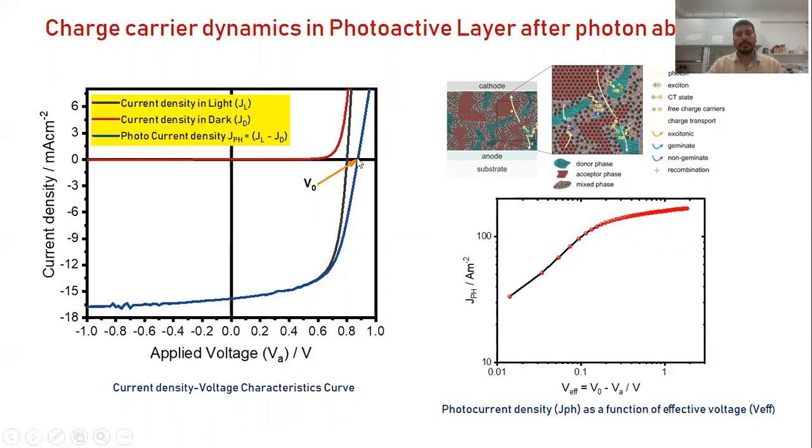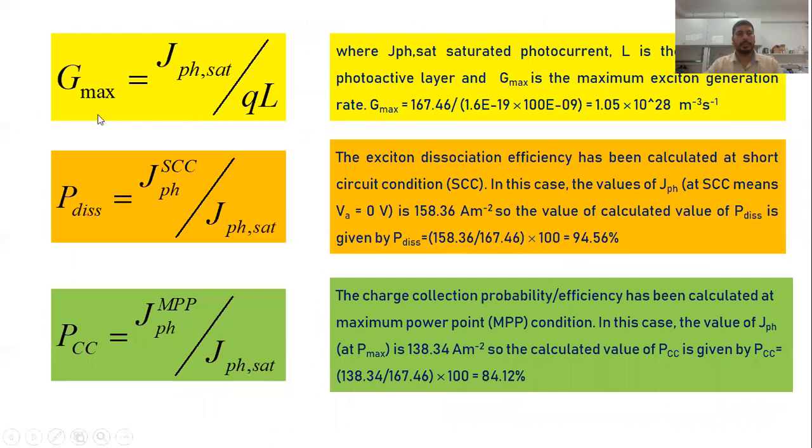And when it crosses the x-axis, we get a value of V naught, because with the help of V naught we are able to calculate the effective voltage. When we subtract the applied voltage from V naught, we get the effective voltage. When we plot JPH corresponding to effective voltage, the curve looks like this. In the starting, they are proportional to each other: JPH is proportional to the effective voltage, but at higher effective voltage it starts to saturate. From here we calculate the value of J saturation, because J saturation gives us the maximum charge generation. So this is the equation used to calculate the value of Gmax.